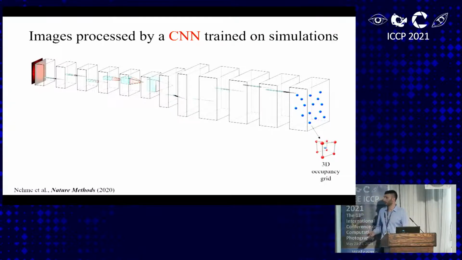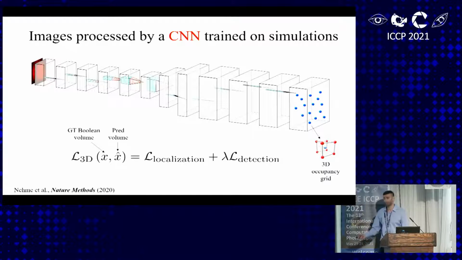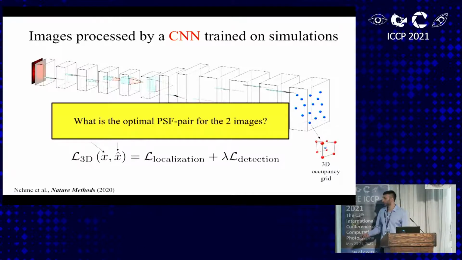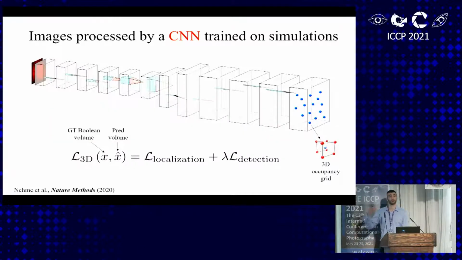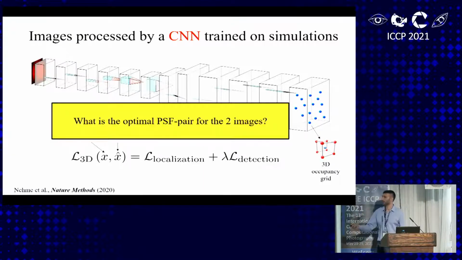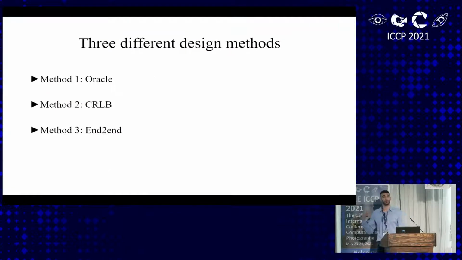Now, to train this architecture, we use a loss function that is comprised of two terms. The first term tries to measure accurate localization, and the second term tries to increase the detection rate. Now that we know how to localize the images, the true question is, how do we acquire the two images in the first place such that we get high detection rates at high emitter densities? Now, to answer this question, we propose three different design methods.